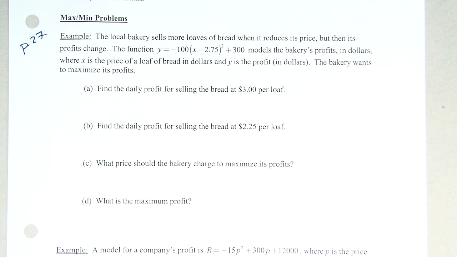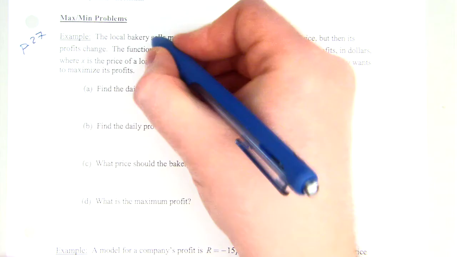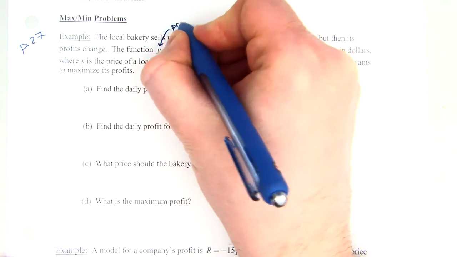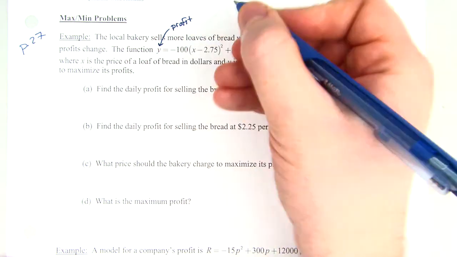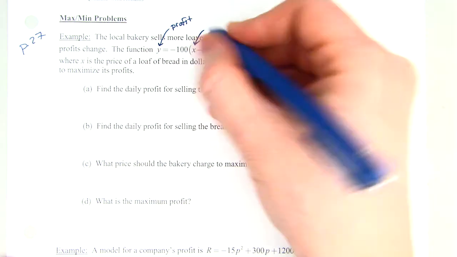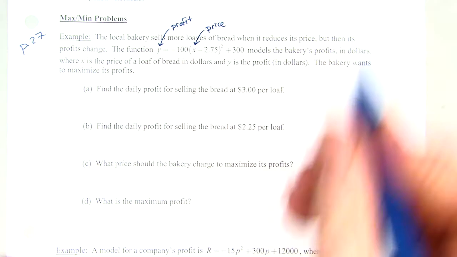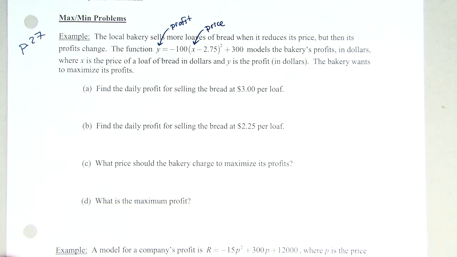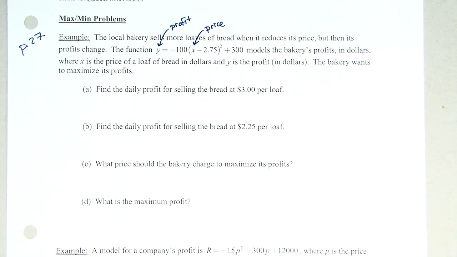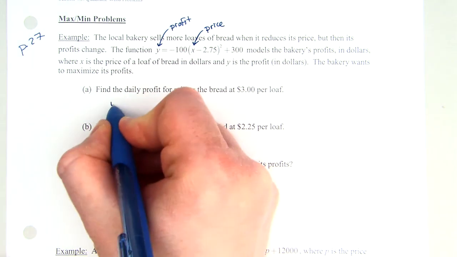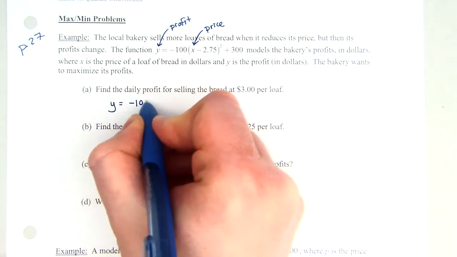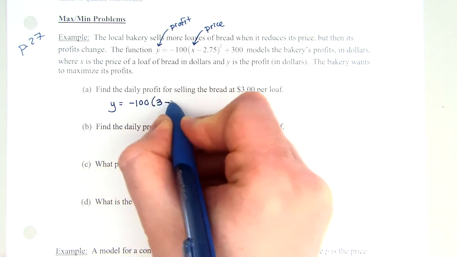Okay, so we have that formula that will give us, what are we looking for here? That will give us the profit that the bakery will make. Y is our profit. X is our price. So, in letter A, if they charge $3 per loaf and we want to figure out what their profit would be, all you need to do is go and plug in 3 where the X is.